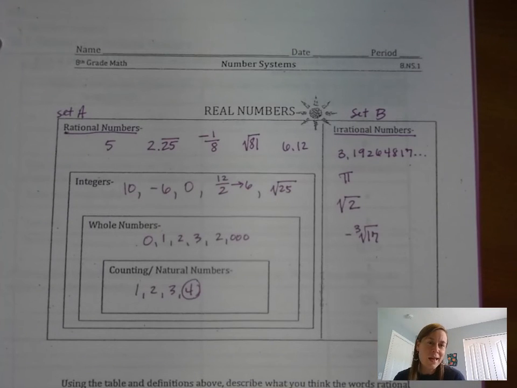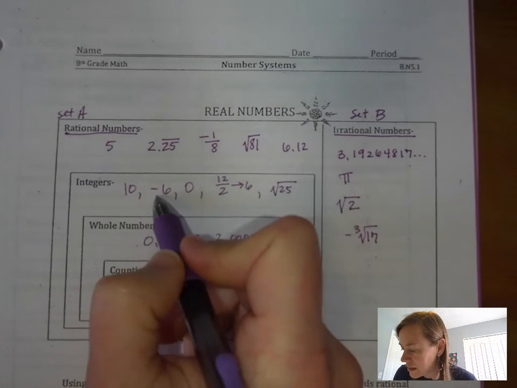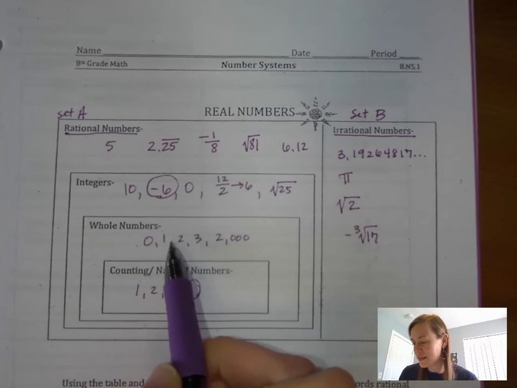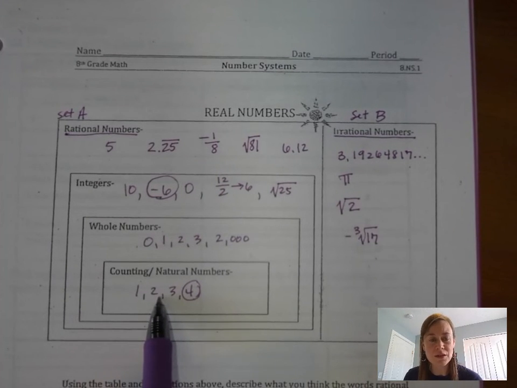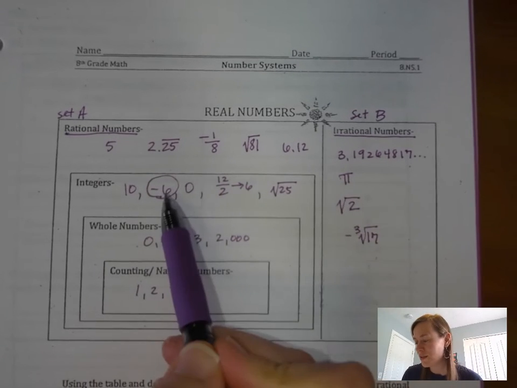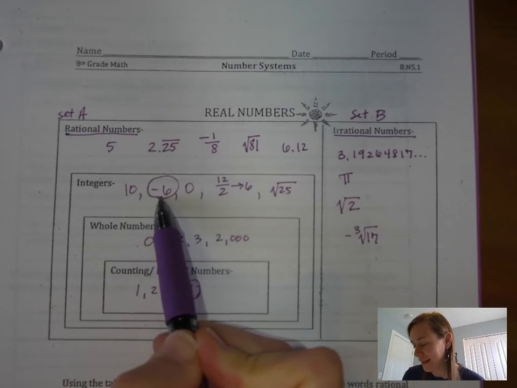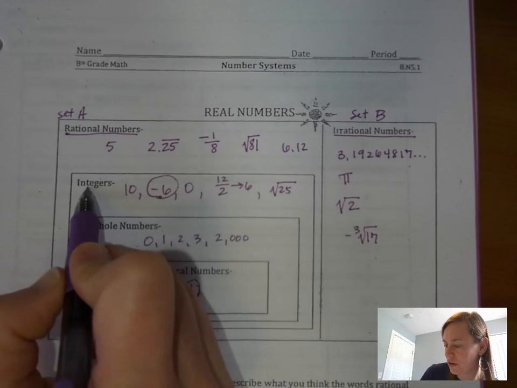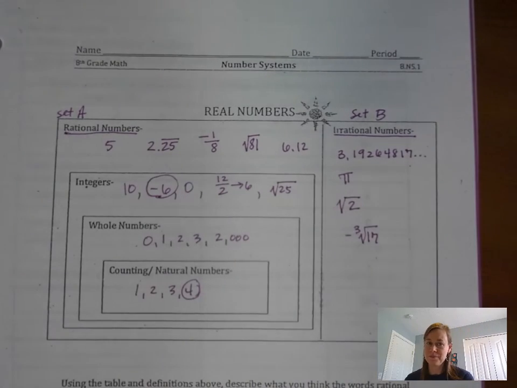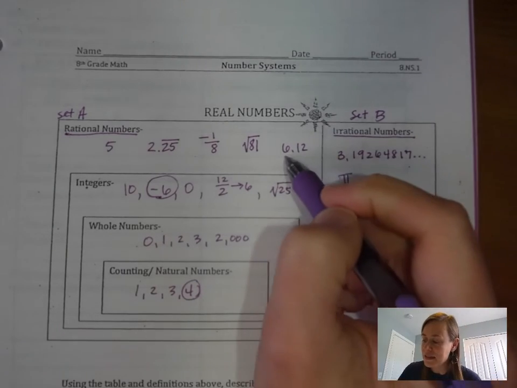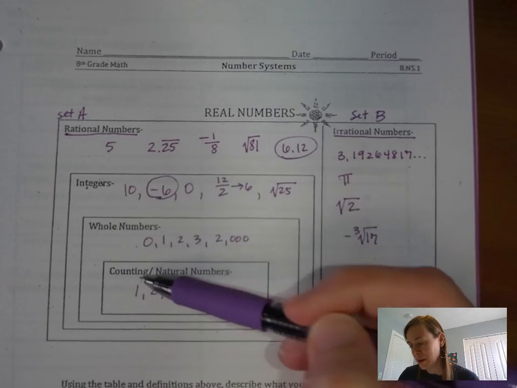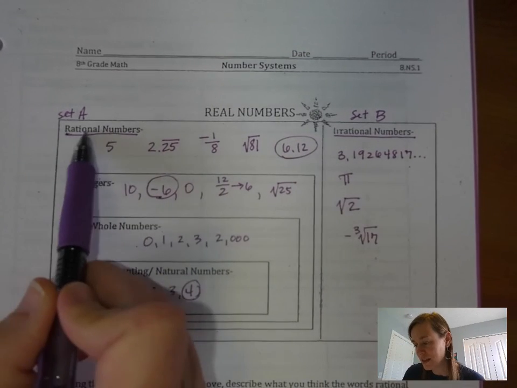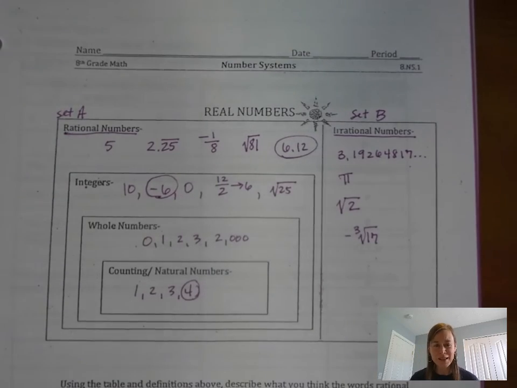All right, but what if I asked you about the number -6? Is -6 a whole number? No, whole numbers do not include negative numbers, so it's not a whole number. It's not a counting number either, because no negative numbers are in the counting numbers. So about -6, you would say it's an integer and it is rational. Now if I asked you about this guy, 6.12, well, it is not an integer, it's not a whole number, and it's not a counting number. This one is just a rational number. So that's how that works.